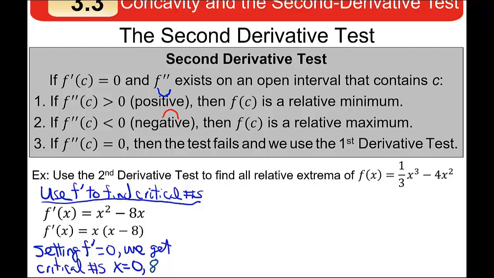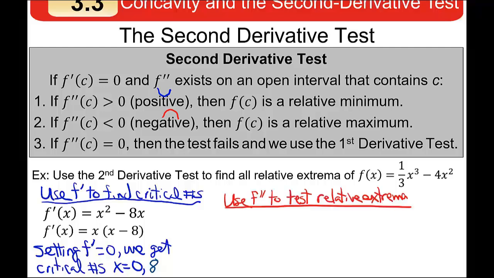Now, this is a polynomial function, so there won't be any critical numbers coming from having the derivative undefined. That's the nice thing about polynomial functions. That never happens. Now, if we're going to use the second derivative test, we have to take the second derivative, and since the first derivative is x squared minus 8x, the second derivative obviously is 2x minus 8.